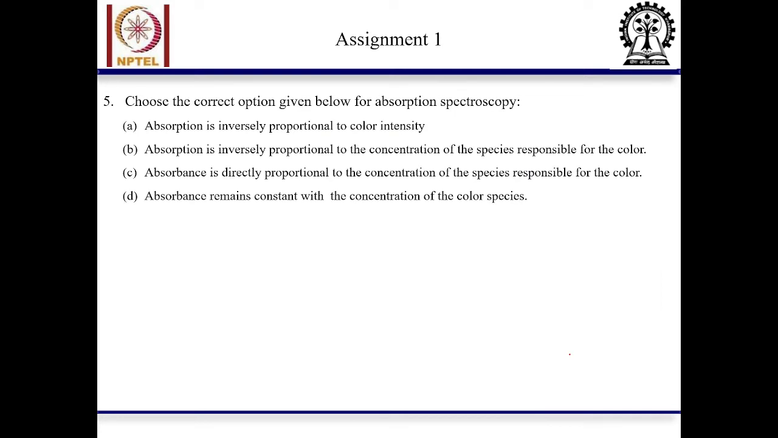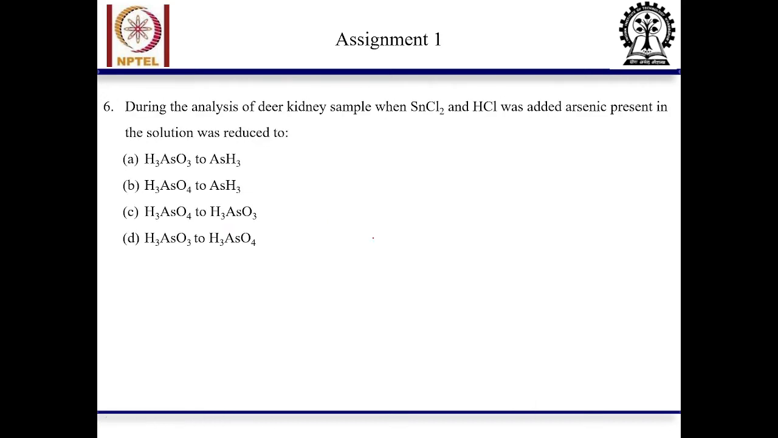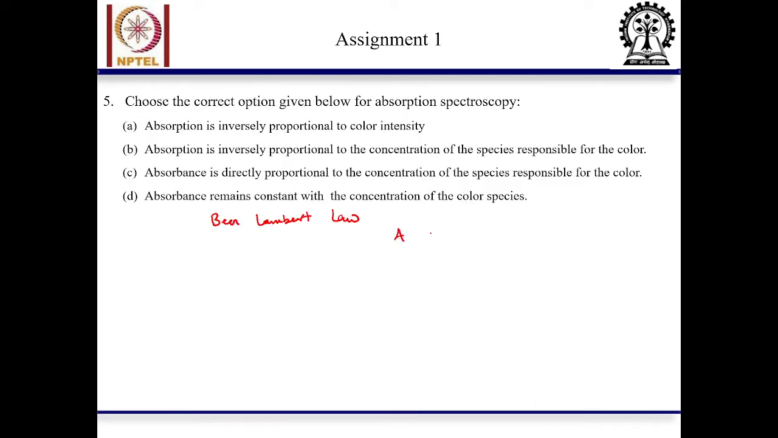Now the fifth question is: choose the correct option given below for absorption spectroscopy. For absorption spectroscopy, we have to know the Beer-Lambert law. This is a very important law, where absorption is proportional to the concentration of the analyte, and L is the path length. If we write the full expression, it is epsilon CL. This is the Beer-Lambert law. Epsilon is the molar absorptivity.